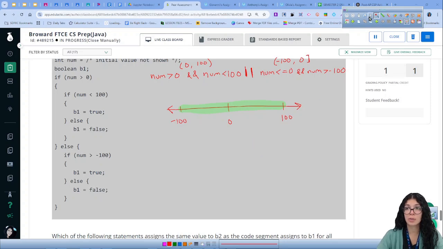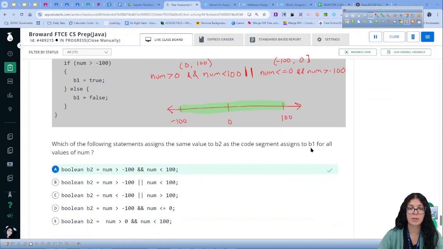So that would be just all numbers between negative 100 and 100. So looking at the answer choices, our answer would be A. The values that are bigger than negative 100 and less than 100. If it falls anywhere in between negative 100 and 100, then B1 will be set to true.